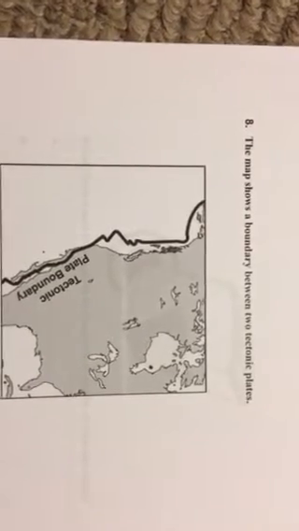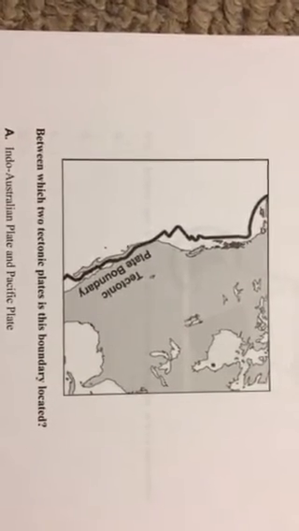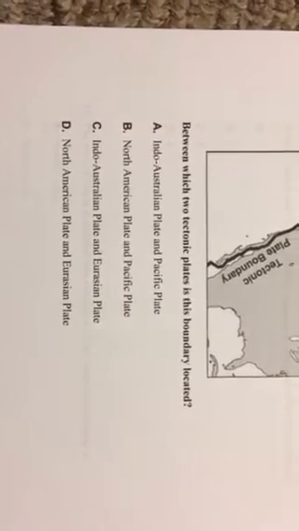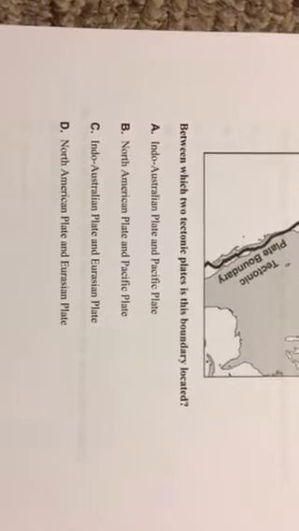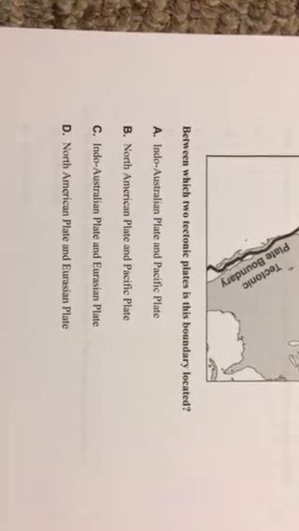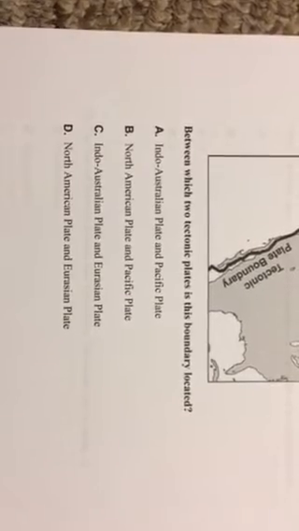Number 8. The map shows a boundary between two tectonic plates. Between which two tectonic plates is this boundary located? A. Indo-Australian plate and Pacific plate. B. North American plate and Pacific plate. C. Indo-Australian plate and Eurasian plate. D. North American plate and Eurasian plate.